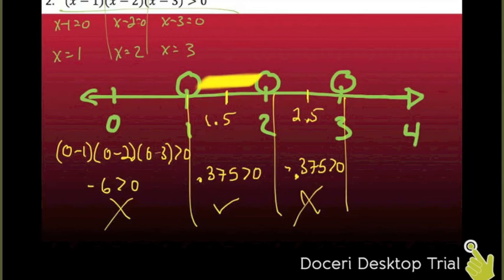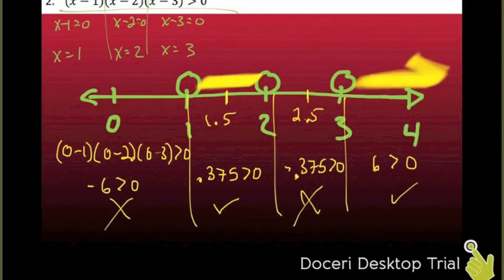And if you plug in 4 minus 1, 4 minus 2, 4 minus 3, you'll end up with 6 is greater than 0, which is true. So we would end up shading that end section there. This is just like all the other inequalities. Split it up, pick which sections it goes into.